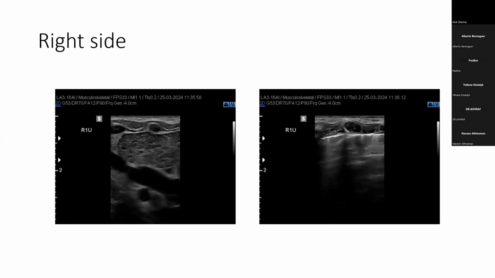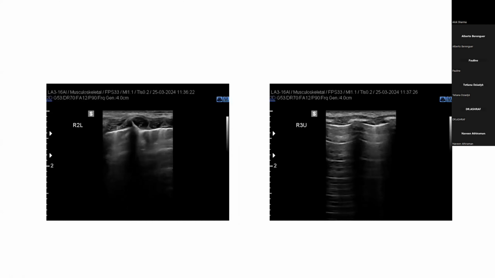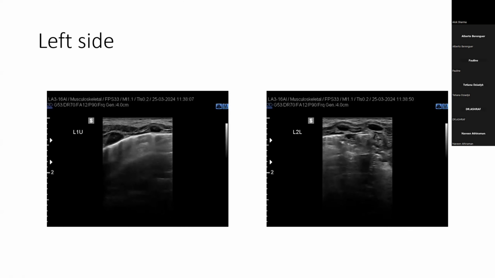And then if you go to the lower part, I also see, very nice, the bat wing sign, pleural sliding, A lines present, comet tails and B lines. And on the lateral side, I see a very good A profile with the same bat wing sign and sliding and some B lines. And if you go to the left side, then on the upper part, you see also a bat wing sign, the pleural sliding that is present, a pleura that is quite small. I see A lines, B lines, and some comet tails.